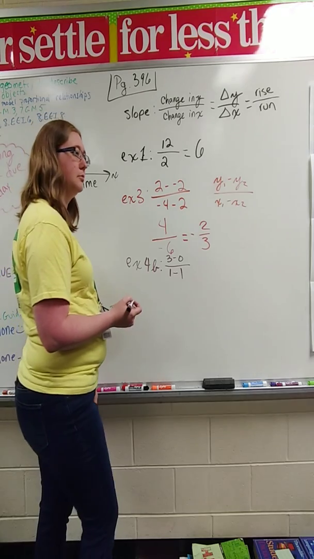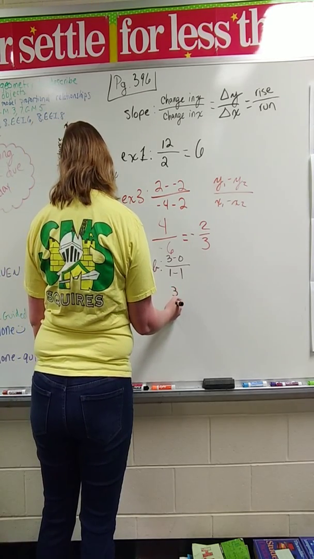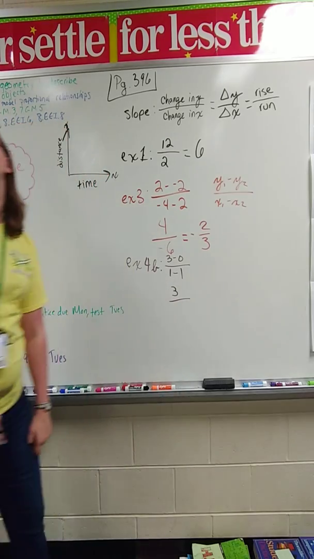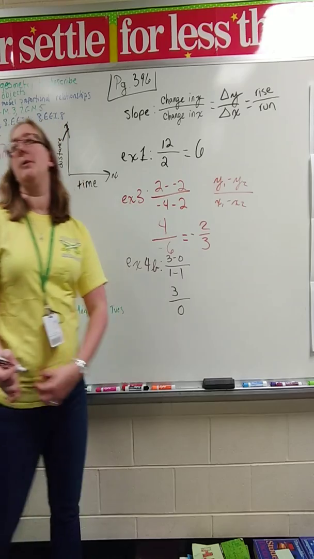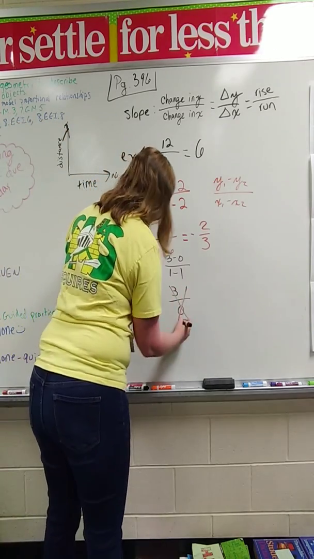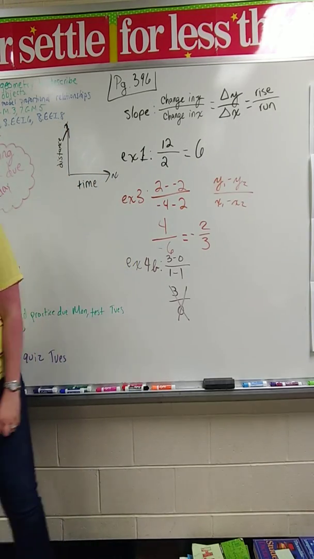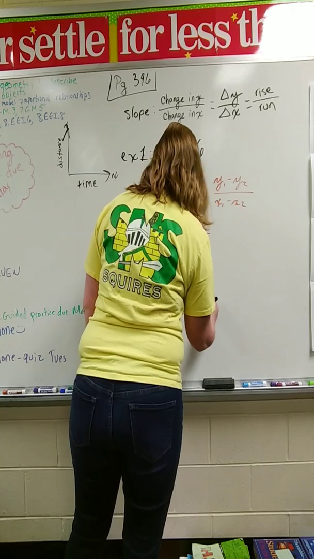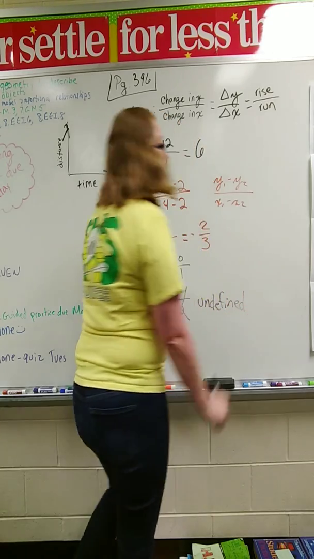3. We're subtracting, not multiplying. What is 1 minus 1? 0. Hey guys, is it mathematically possible to divide by 0? No. So then, what is my solution? What is that slope? It doesn't equal 0. It is undefined.